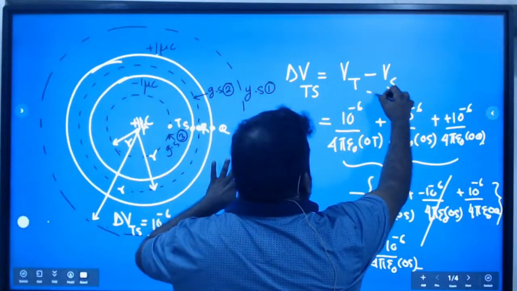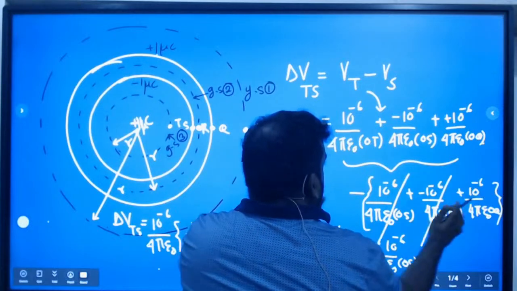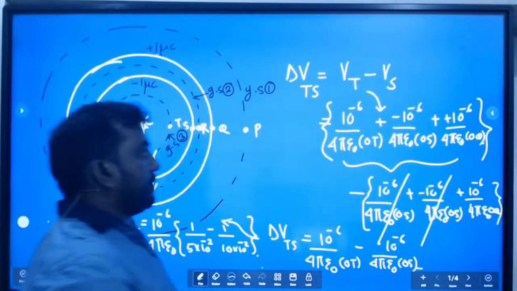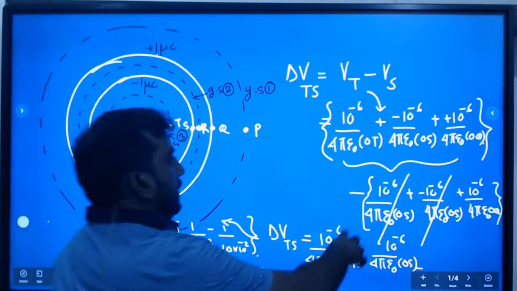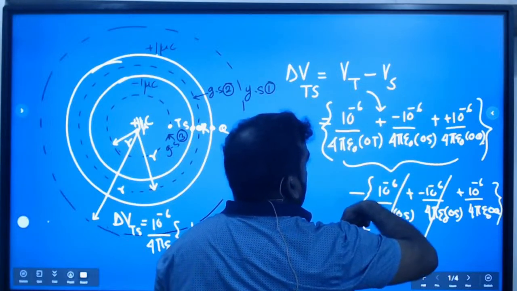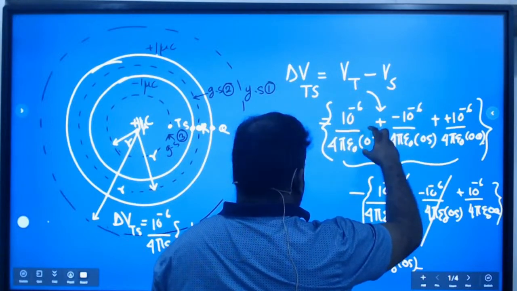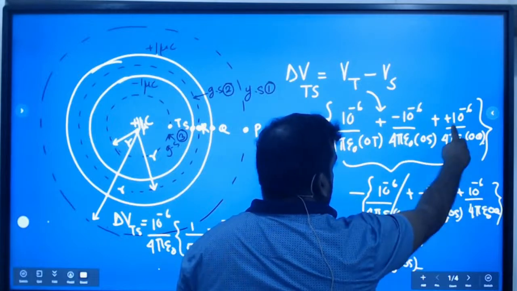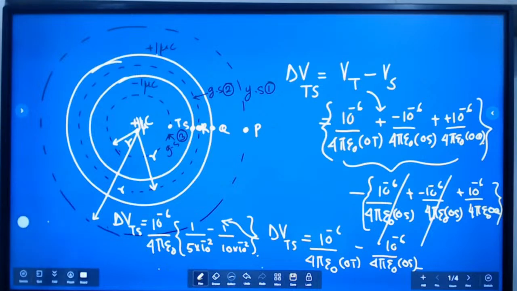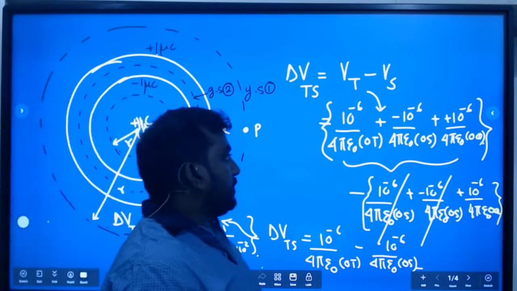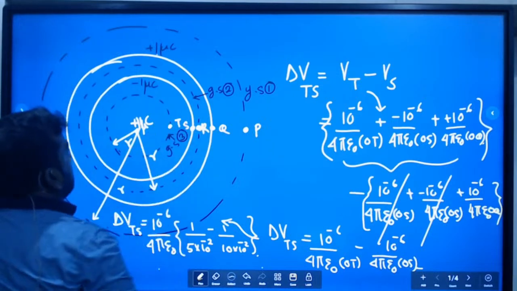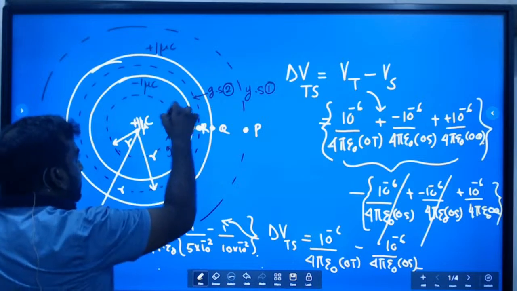Potential at T minus potential at S. This is your potential at S. This is potential at T. These two will remain. These two, this and this, will cancel. From this you can build the potential difference. So potential at T is because of this, because of that, because of that.